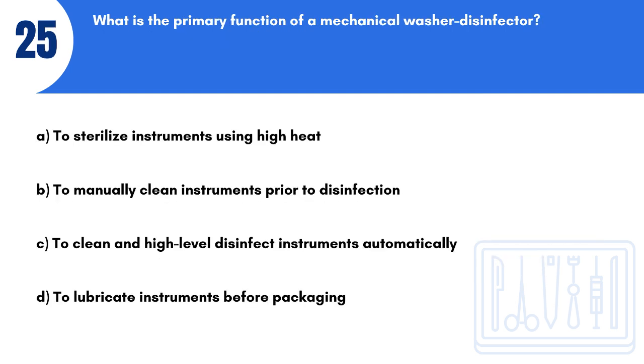Question 25. What is the primary function of a mechanical washer disinfector? A. To sterilize instruments using high heat. B. To manually clean instruments prior to disinfection. C. To clean and high-level disinfect instruments automatically. D. To lubricate instruments before packaging.